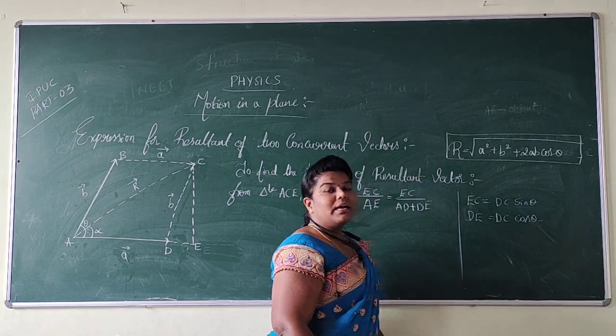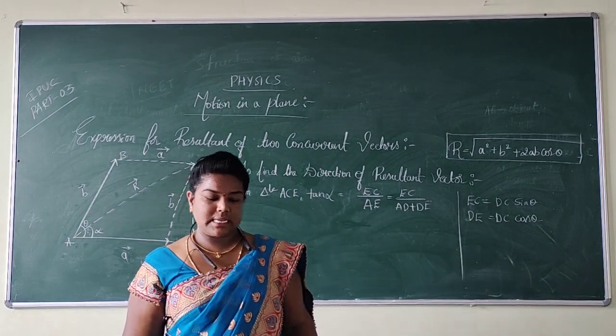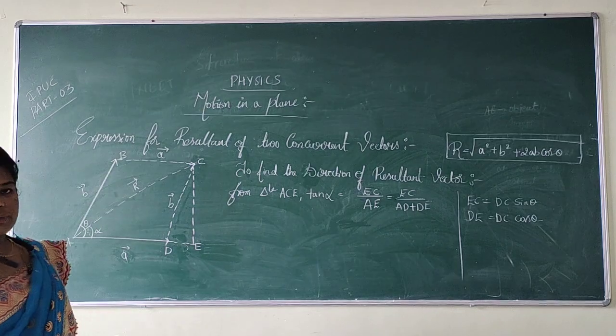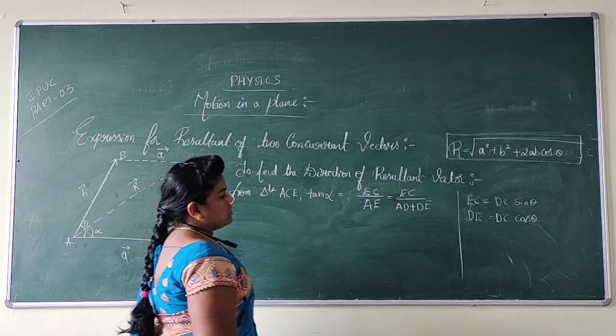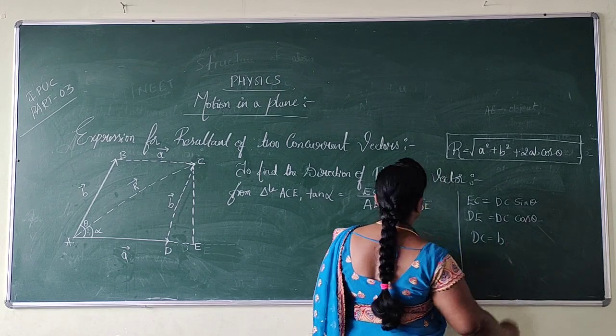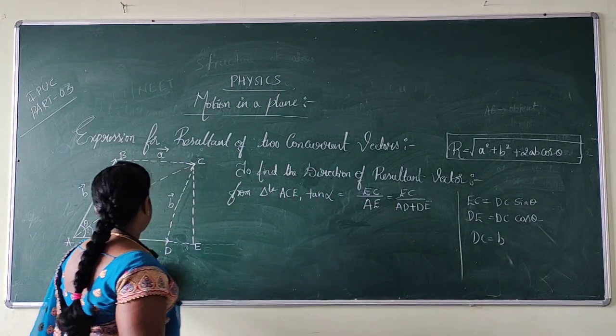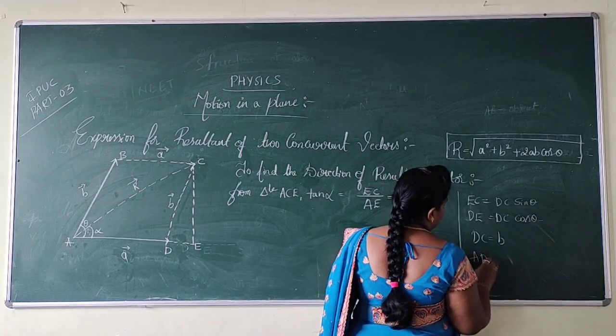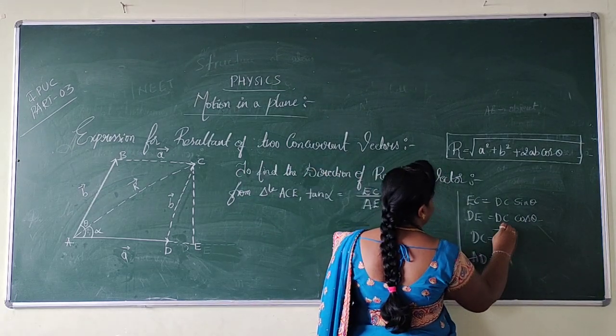This is what you calculated in the previous class. You can just turn the page and you can see that. So this is what you have derived. Now what is DC here? DC is equal to B. And AD is equal to vector A.